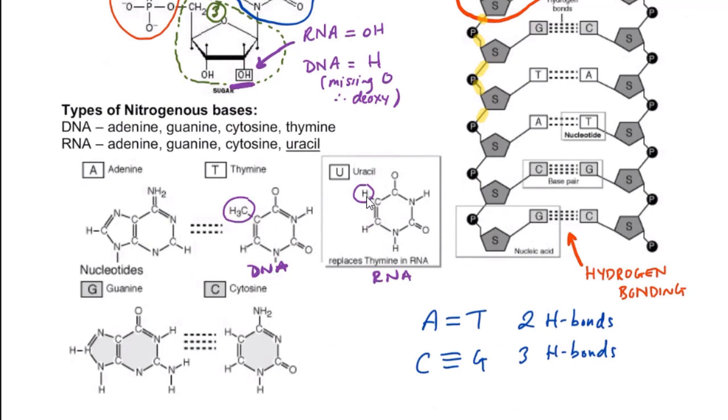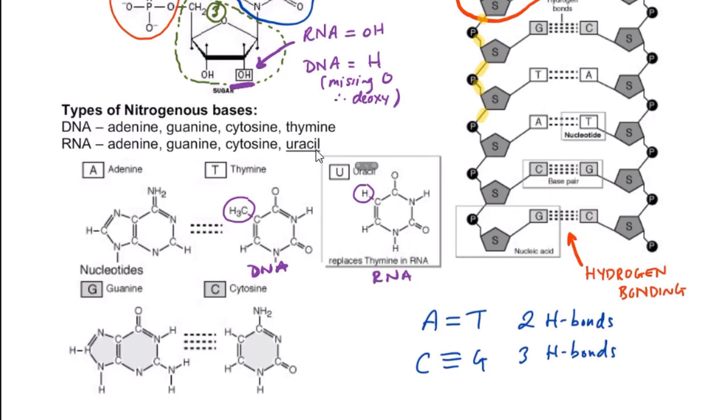So again, functional groups matter. What you stick where on a molecule makes a big difference in how that molecule can behave and how the body can use that molecule. Functional groups matter. Okay, so that's another difference: DNA has thymine and RNA has uracil.